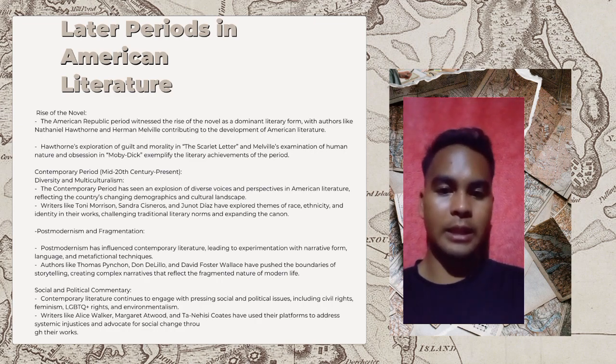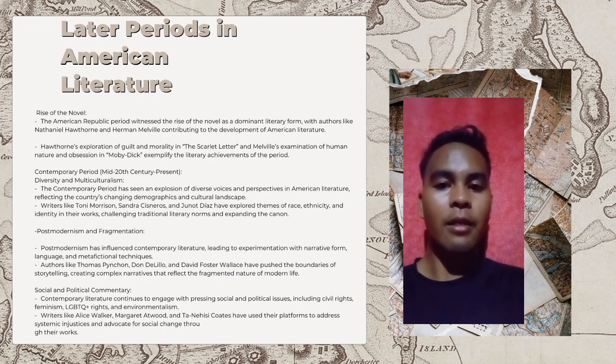Postmodernism and fragmentation. Postmodernism has influenced contemporary literature, leading to experimentation with narrative form, language, and metafictional techniques. Authors like Thomas Pynchon, Don DeLillo, and David Foster Wallace have pushed the boundaries of storytelling, creating complex narratives that reflect the fragmented nature of modern life.